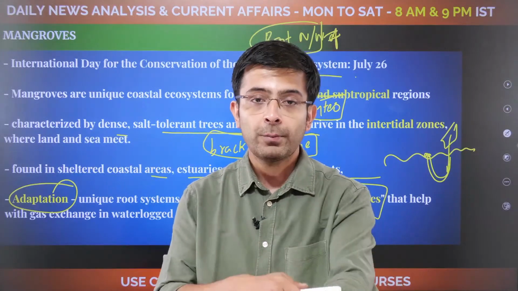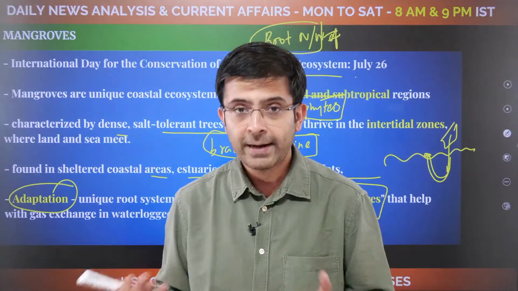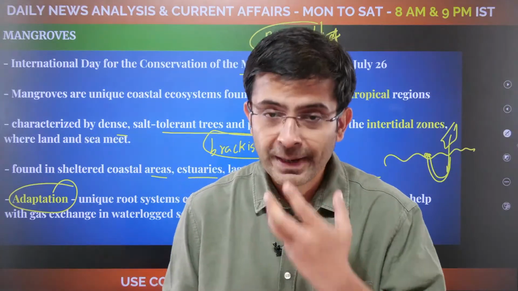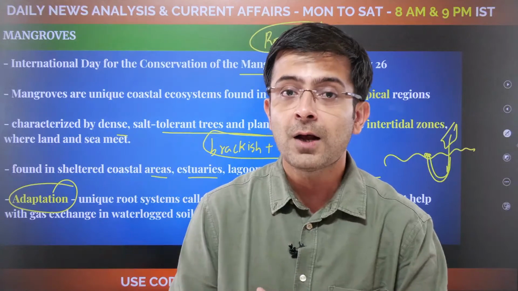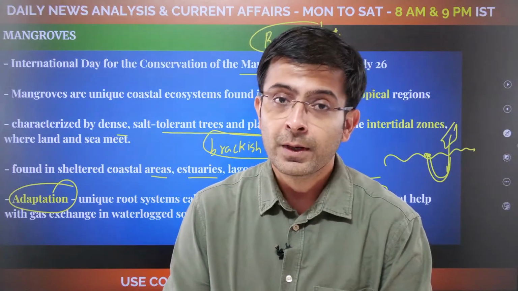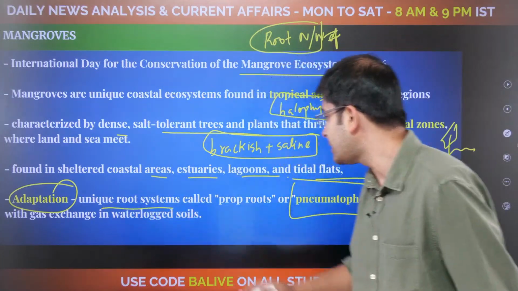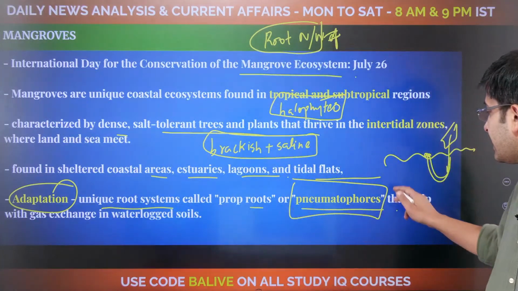Okay. Hair on the body, excessive hair, adaptation. Dog having, say, small ears or big tongues, adaptation. Allows them to control their body temperature. Do you realize this? So adaptation in terms of mangroves: unique root systems called prop roots or pneumatophores. Extremely important again.